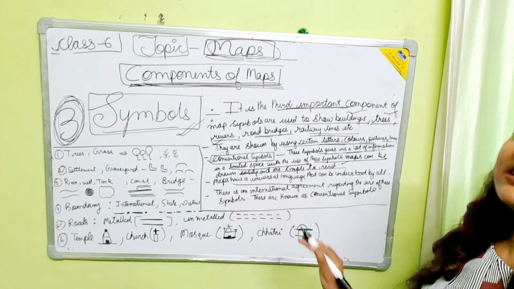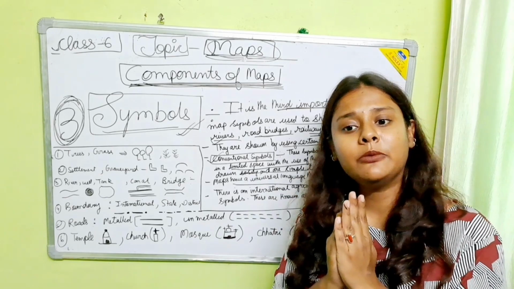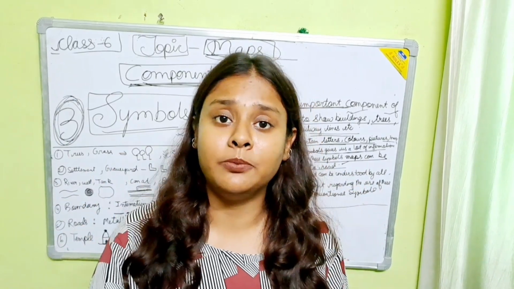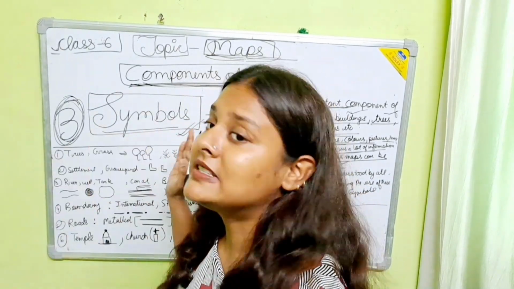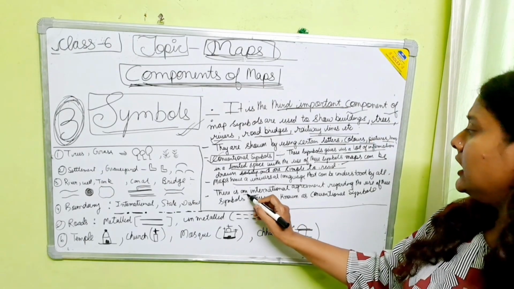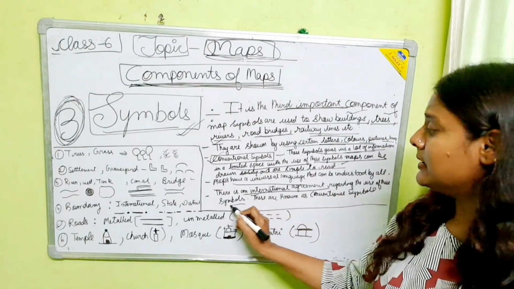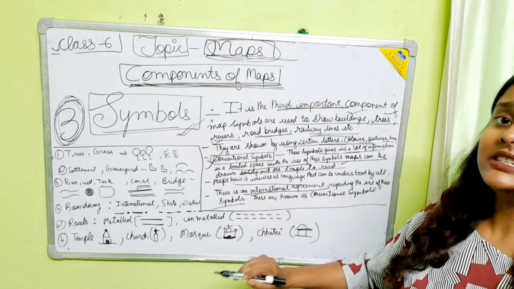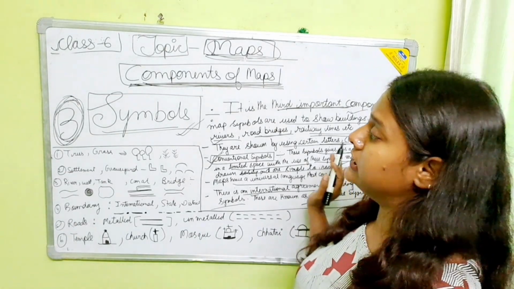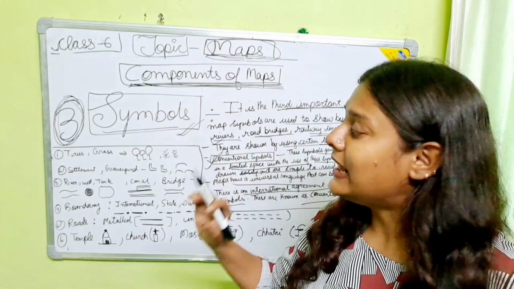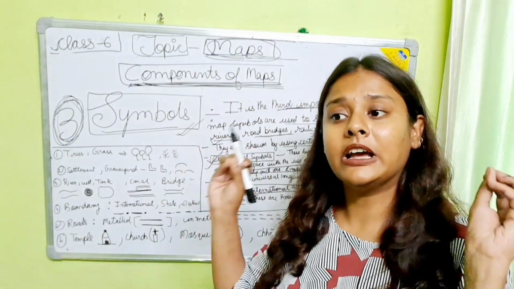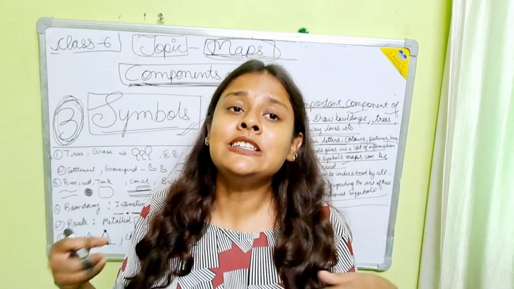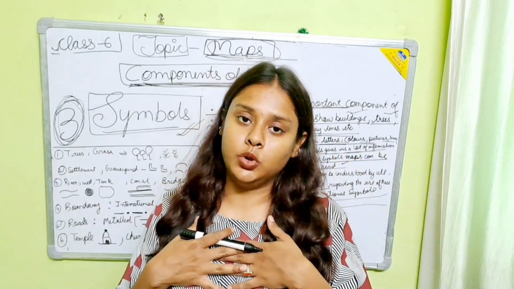Now, maps have a universal language. Maps have a universal language that can be understood by all. Whether you speak that language or not, you can study the map of that particular place by the use of these symbols. There is an international agreement regarding the use of these conventional symbols, and they are called conventional symbols. This international agreement was made so that it becomes easy for each and every one of us to read the maps of places whose language is not known to us.